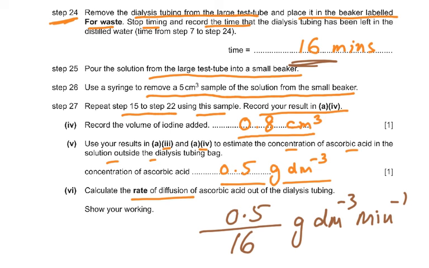So 0.5 over 16, because I said here it's 16 minutes. But if you said 15 minutes, then you divide by 15. If you said 17 minutes, divide by 17. If you said 18 minutes, divide by 18. And whatever your answer was here, it was not the whole question of the whole class. Everybody could have a different answer and it could be correct. And you would get your 1 mark here and your 1 mark here.